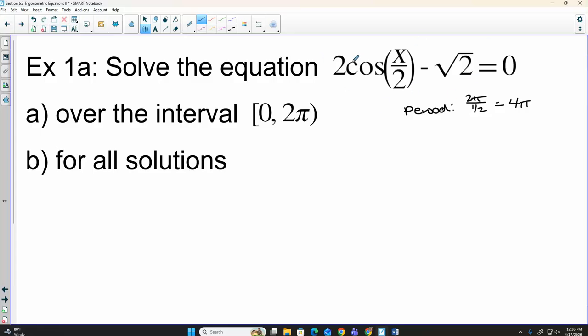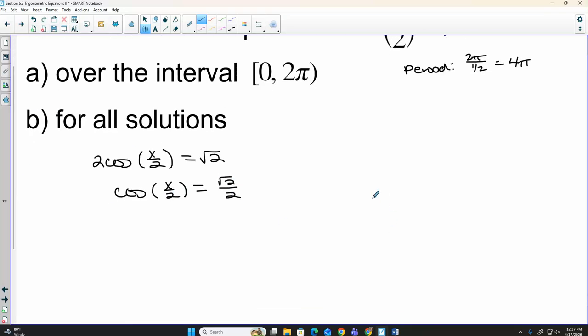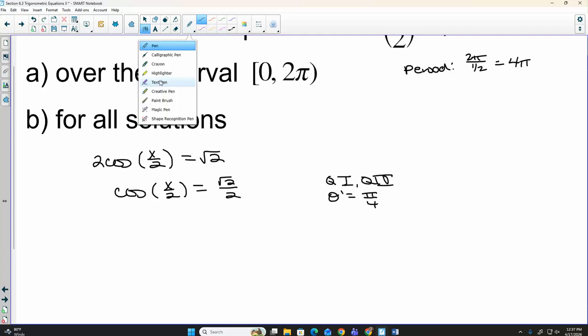When we solve it, we're going to start off solving like normal. So just like you would have done before, get the cosine by itself. Okay, so we add our radical 2 over, divide by 2. Quadrants and reference angles. When is cosine positive? Which quadrants? Reference angle. When is cosine radical 2 over 2? 45 degrees. We are in radians, so we'll say pi over 4.